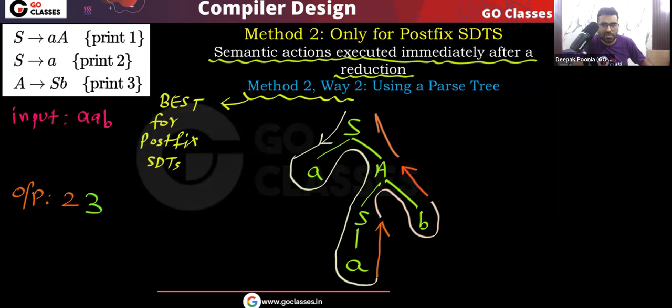What is that? Which reduction is this? This AA we are reducing to S, this AA we are reducing to S, so this production you are reducing, so the corresponding semantic action will be executed immediately after the reduction. So here this semantic action will be performed, means print 1, so we will print 1. Okay, so that's it. So the output will be 231.